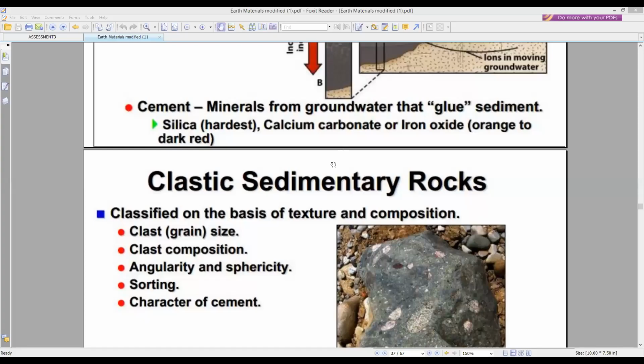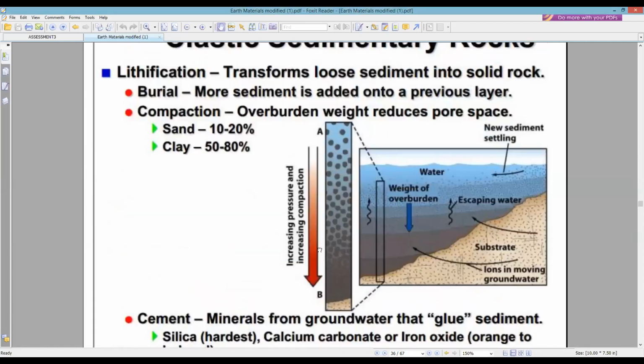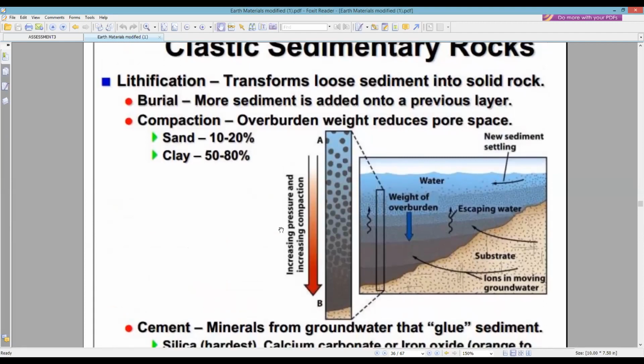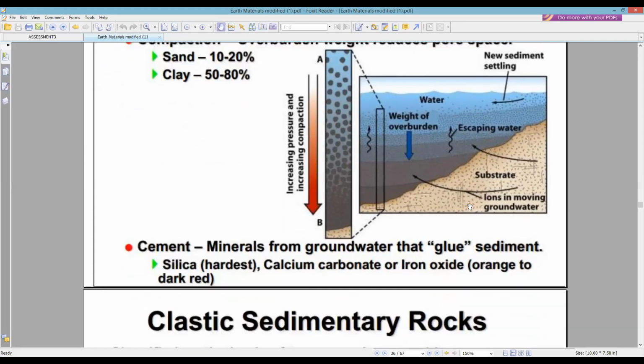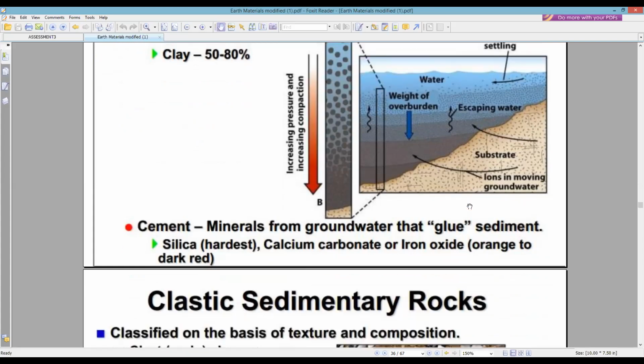All right. Today we will continue our discussions with sedimentary rocks. We already talked about how sediments are converted to sedimentary rocks through a process of lithification, which transforms loose sediments into solid rocks, whereby sediments get buried beneath the surface, and then they start compacting together, and then are cemented together.